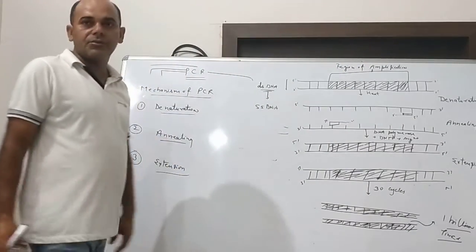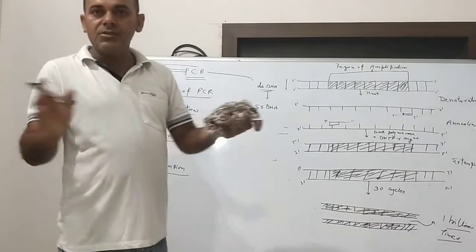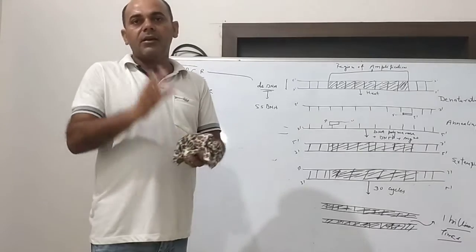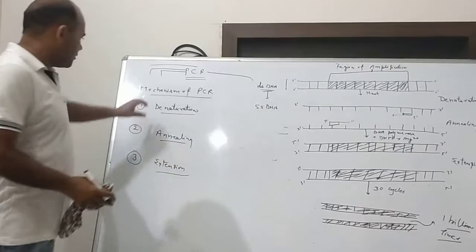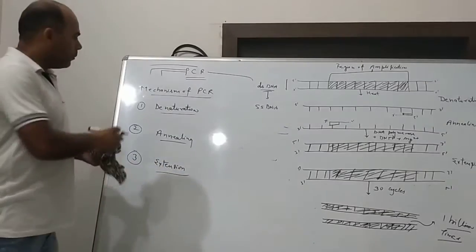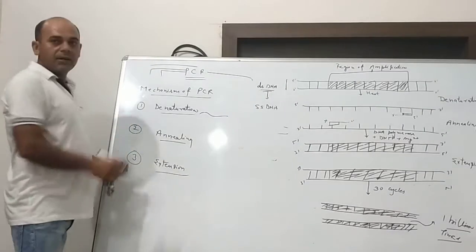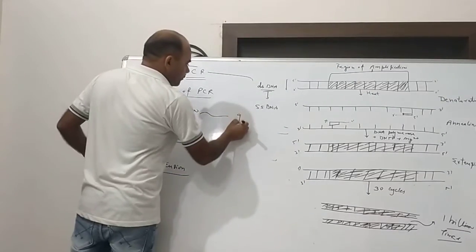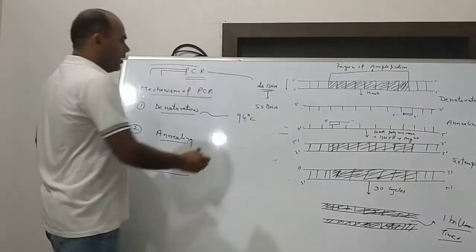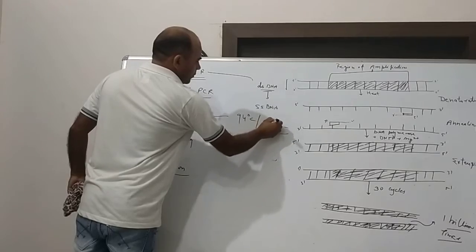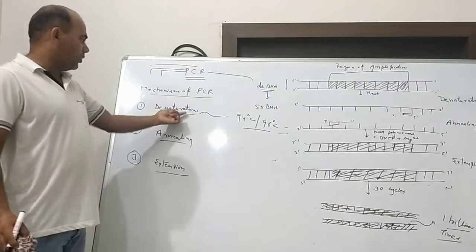This is called denaturation. What is the meaning of denaturation? The original state of DNA is changed. Our double-stranded DNA, when heat is given, is converted into single strands. So this is the first step. What is the range of temperature? Approximately, MCQs may be set on this, 94 degrees. In some books it may be written as 96. This is the range of temperature during the first step, which is called denaturation.